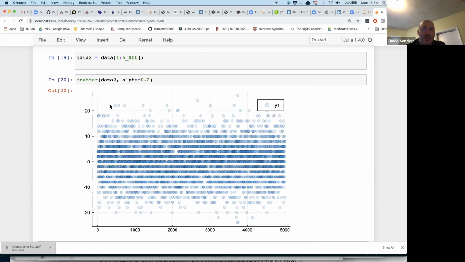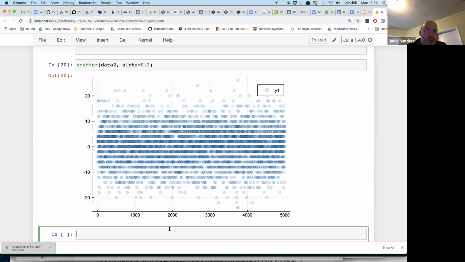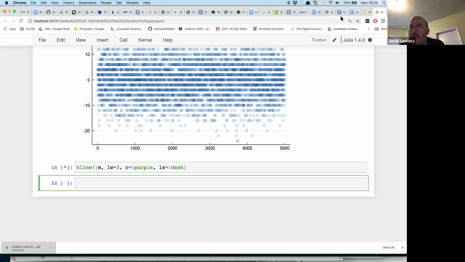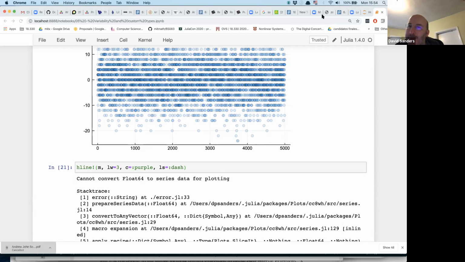Okay, 5,000 points. So now we can plot the mean, hline at the mean. 3, color equals purple, linestyle. I couldn't find that in your notes. Come on. Sorry.